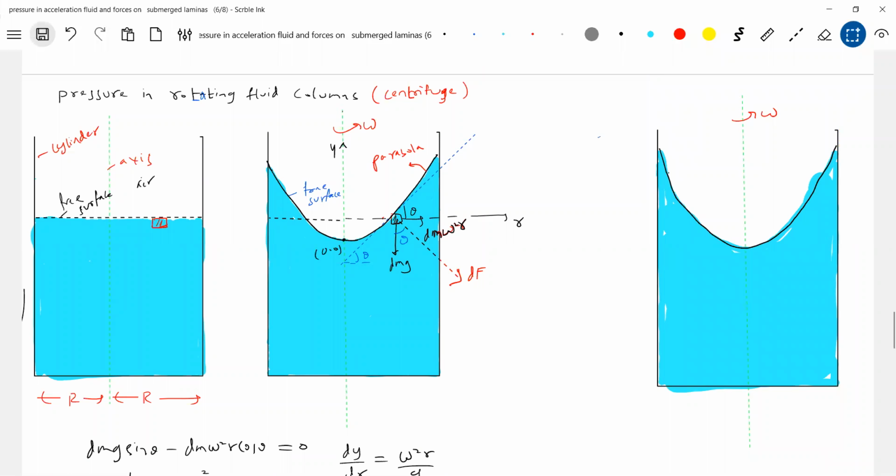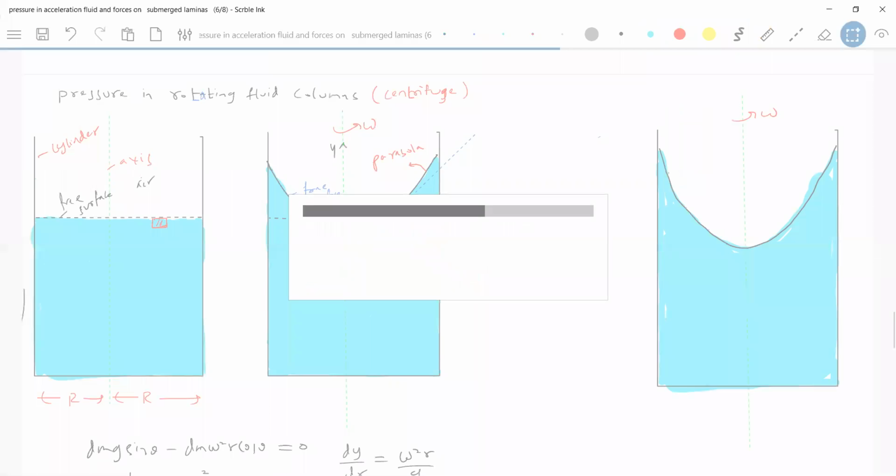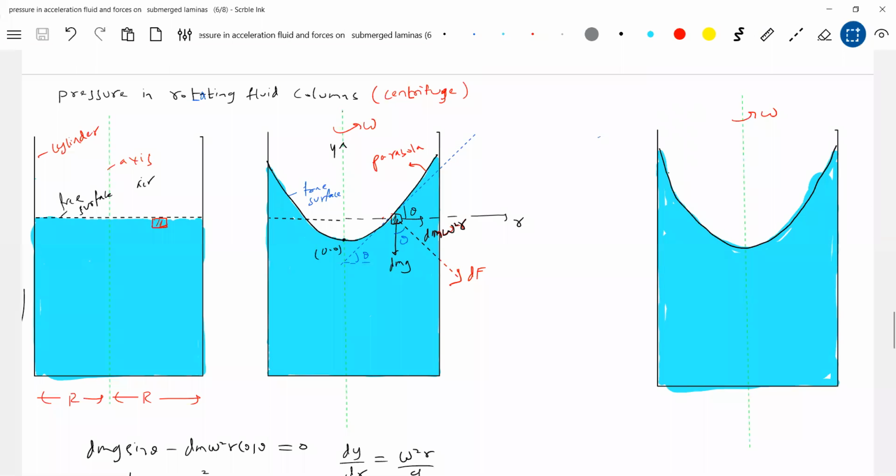Let's get into pressure at various points inside the liquid column. What are the various points on the free surface, at several points on the free surface? How does the pressure vary at different points?